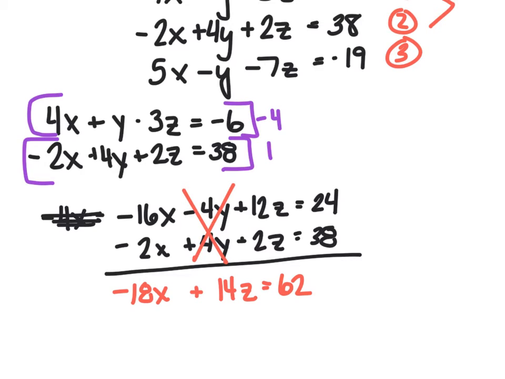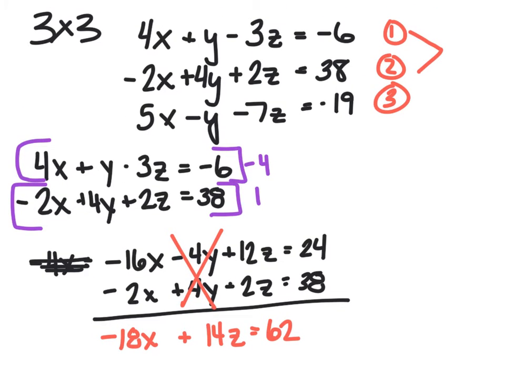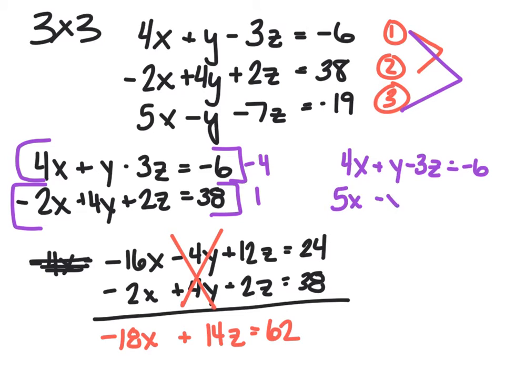Now I have to pick another pair. You just can't pick the same pair, obviously. So I did 1 and 2. Maybe now I'll do 1 and 3. So I'm just going to carefully rewrite those. Now remember, the only thing is though, you have to eliminate the same variable.